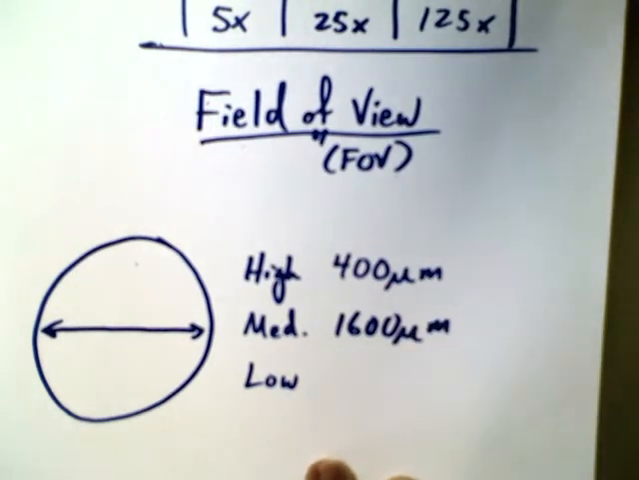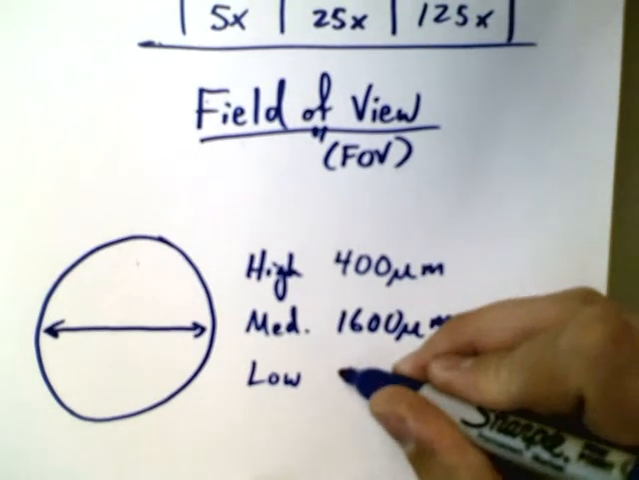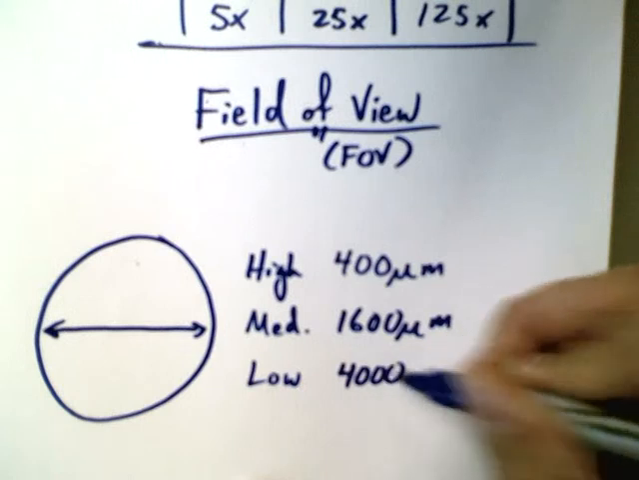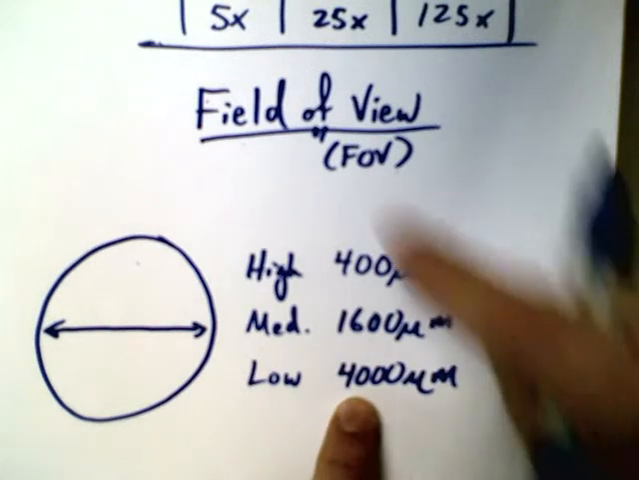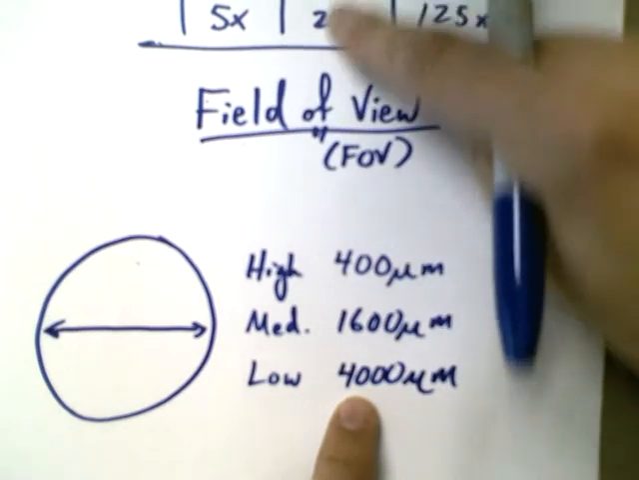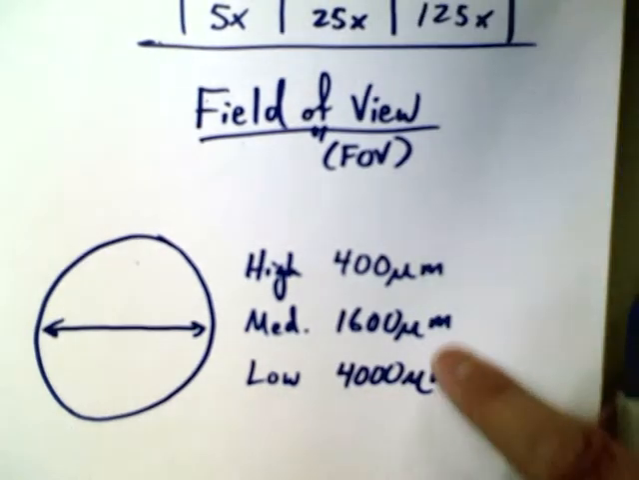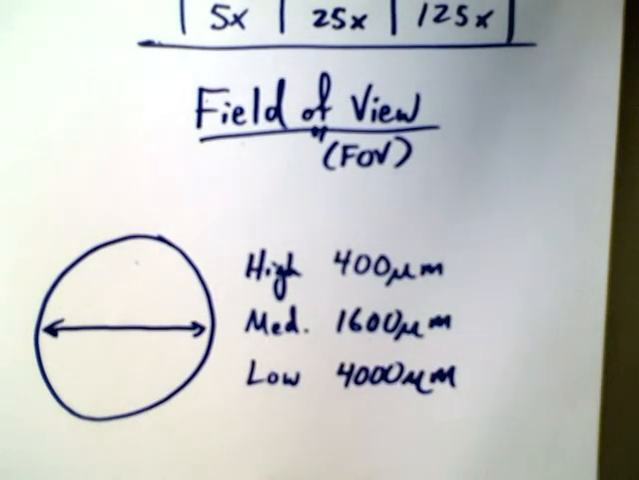micrometers. You know, Google Maps does make me think of this. You zoom in, you get a higher magnification. You zoom out, you get a lower magnification. And 4,000 micrometers for low magnification. That's for our microscopes. Now, that's going to vary depending on what the ocular is and what the objective is. But for our microscopes, this is roughly what the fields of view are, okay?